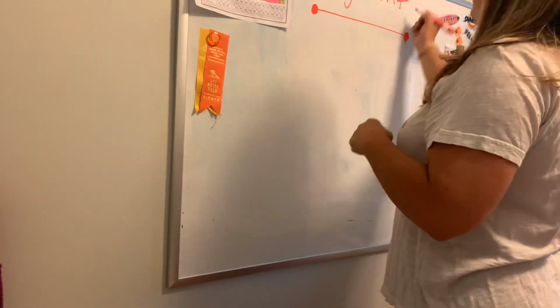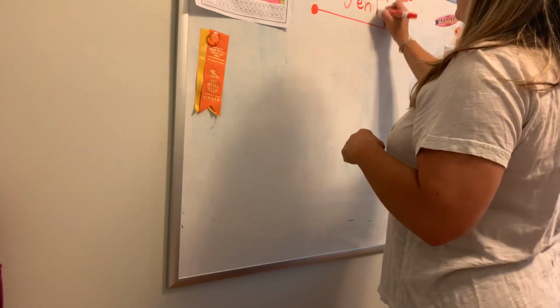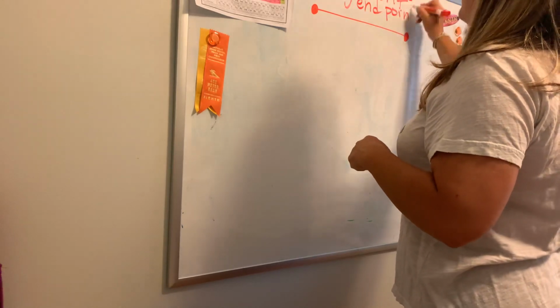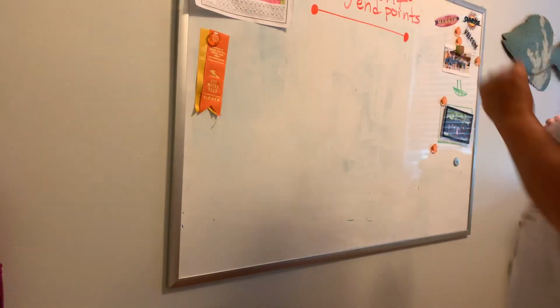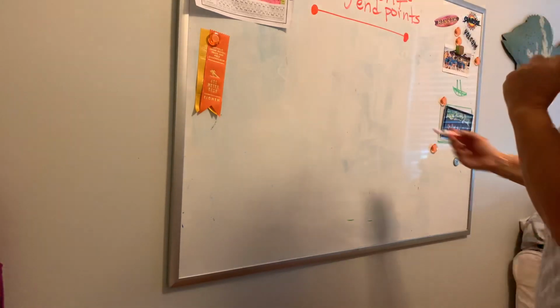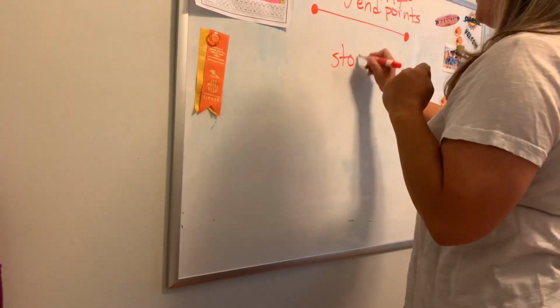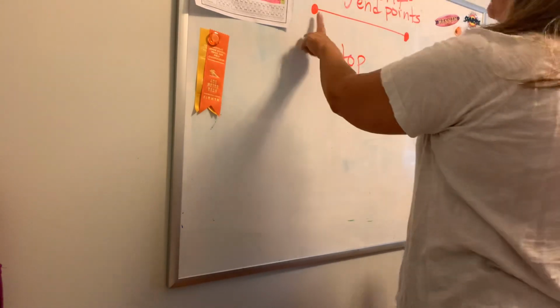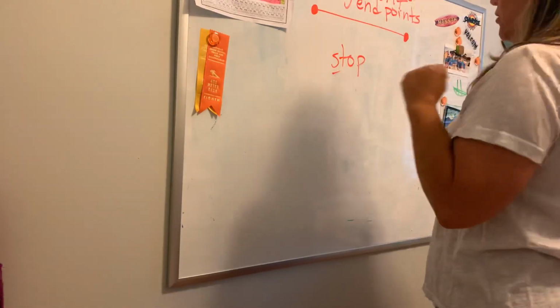So a segment has endpoints. It does not have any arrows. And so the way that I remember it is a segment starts with an S and stop starts with an S. So a segment has two stop signs on the end.